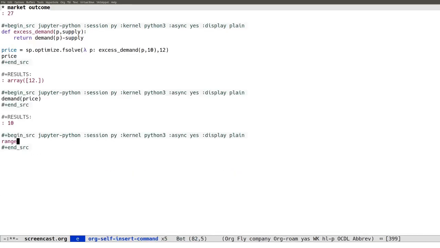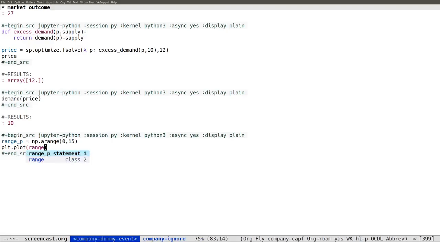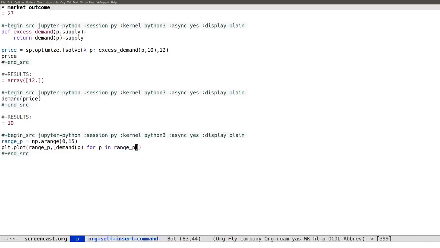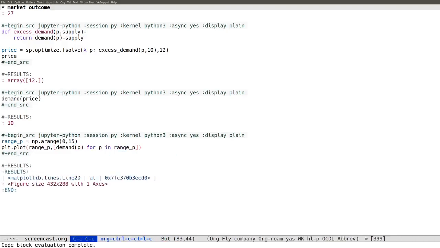So we can define a range of prices using the numpy arange function. Let's say it goes from 0 to 15 with steps equal to 1. And then we're going to plot range P, and then we want to know what demand is, which is a function of P for P in range P. Oh, sorry, I used the wrong template here. We don't want the simple display, we want to see the picture actually.